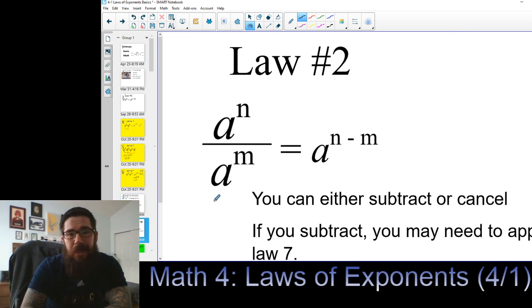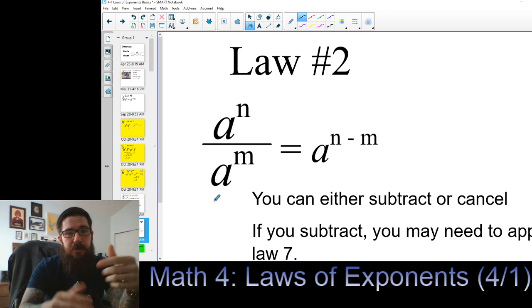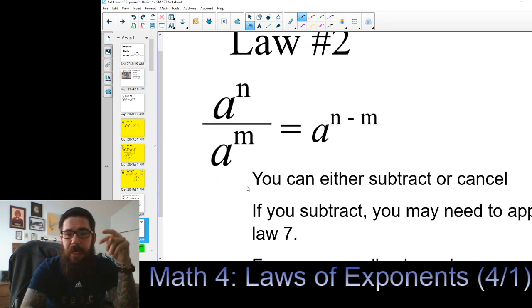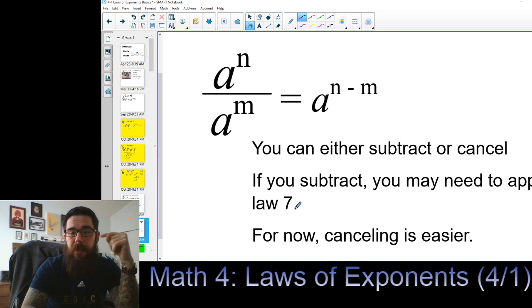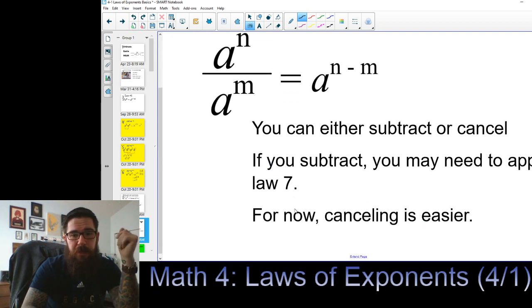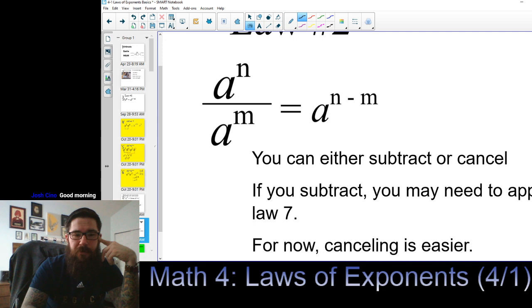Law 2. Basically the same idea, except if multiplying the same base meant adding the exponents, dividing the same base means subtracting the exponents. You can also look at this as a canceling out, which is something I know people love to do. We'll talk about law 7 later if we're on 2. We'll get there in a moment. I'm going to show you what I mean by canceling, though, for the first method.